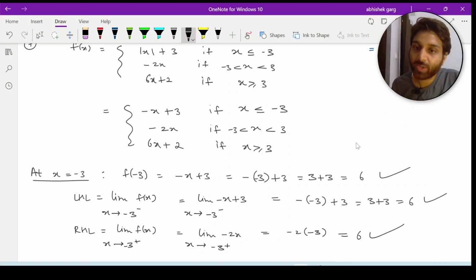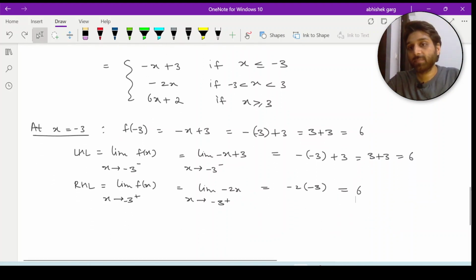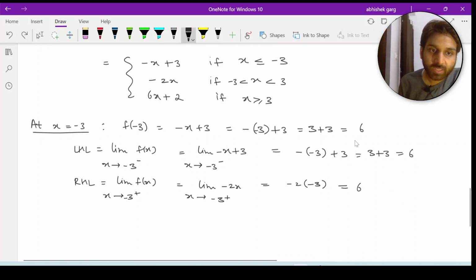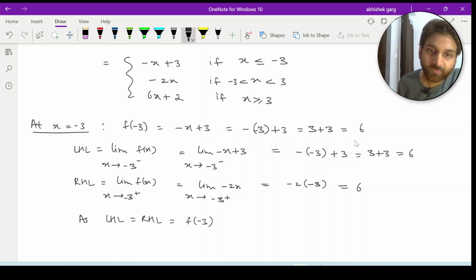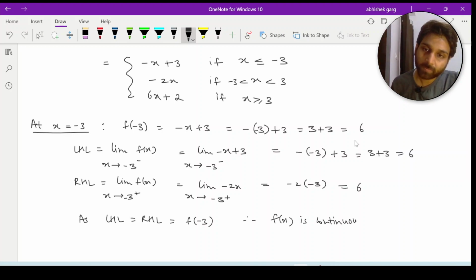तो आप देख पा रहे हैं कि तीनों वैल्यूज कितनी आ रही हैं? 6 आ रही हैं. सो इट प्रूव्स दैट, लिखेंगे कि एज LHL इज इक्वल टू RHL इज इक्वल टू f(-3), देयरफॉर f(x) इज कॉन्टिन्यूअस एट x इज इक्वल टू -3.